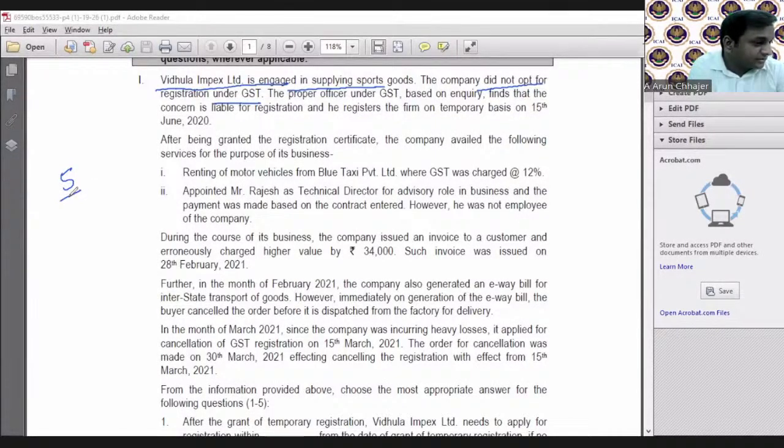When there is no outward supply, how to determine whether it is inter or intra?